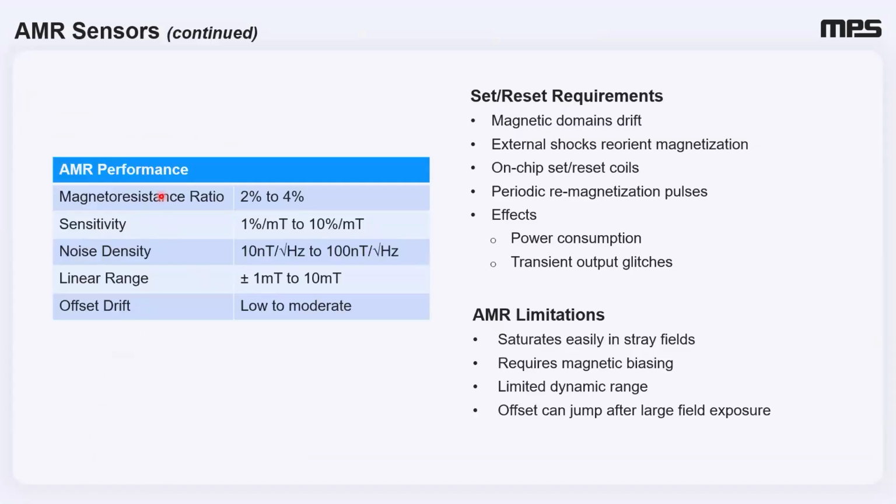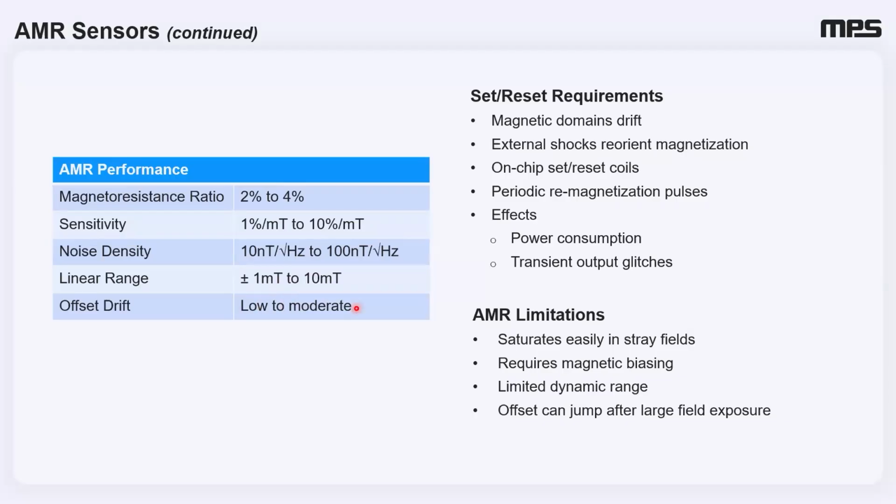So magnetoresistance ratio, 2 to 4%, sensitivity of 1% to 10% per millitesla, and noise density 10 to 100 nanotesla per root hertz. If you remember, we were in the microtesla range per root hertz for a silicon Hall, and hundreds of nanotesla per root hertz for III-V Hall. Here, we're even better on noise density. Linear range is quite small, 1 to 10 millitesla, and it's got a relatively low offset drift.